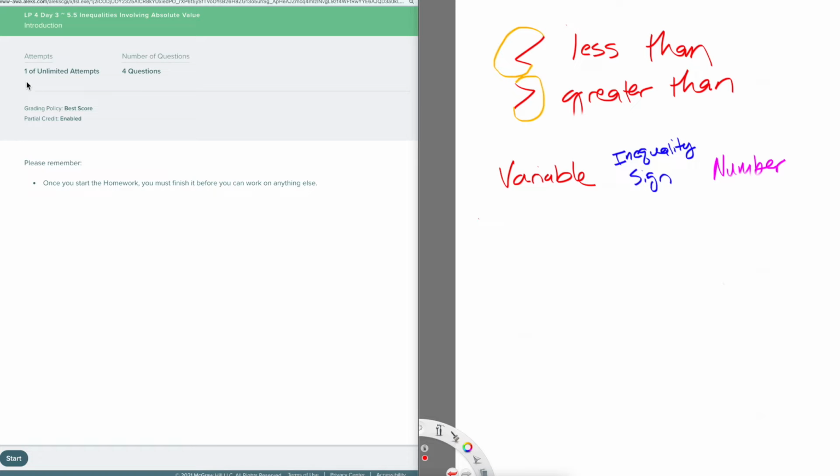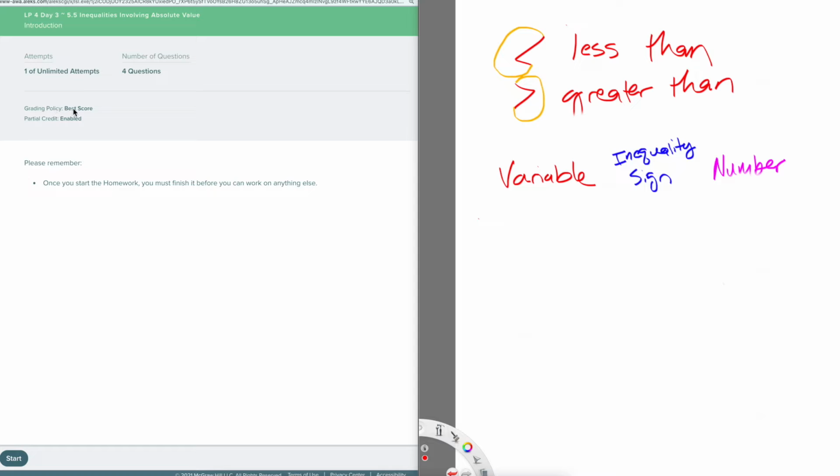The second thing is the attempts. I'm on attempt number 1 of unlimited attempts. We do not limit the number of times you submit your assignment. You can just keep coming back in and trying over and over and over again. Number of questions. This one has 4 questions on it. Just depends on the section that we're working on. It'll be anywhere from 1 to 10 questions.